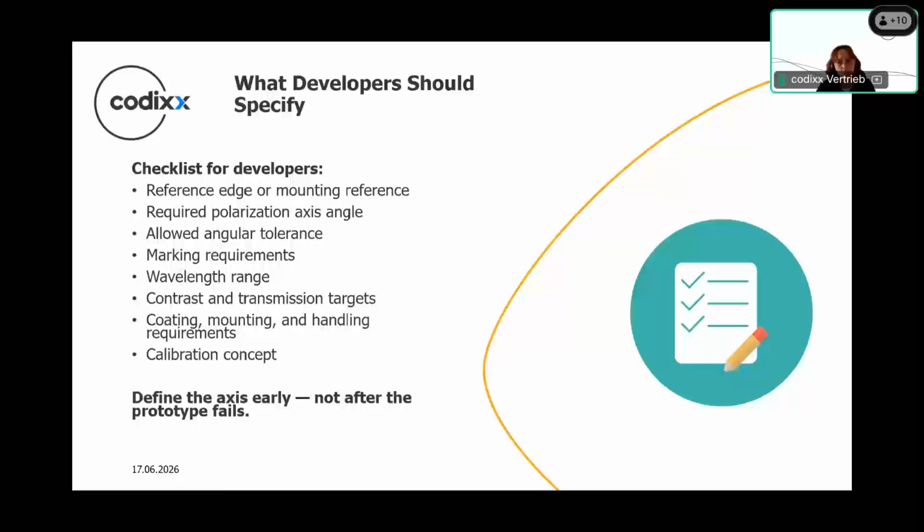Of course, the other optical parameters are still important. Please also think about your wavelength range, contrast ratio, transmission targets, coating, handling, size, all of the other stuff. But if the polarizer is used as a reference component, the calibration concept should also be discussed. And the best angular error is the one you don't have to debug later on. So define the axis early on, not after the prototype fails.